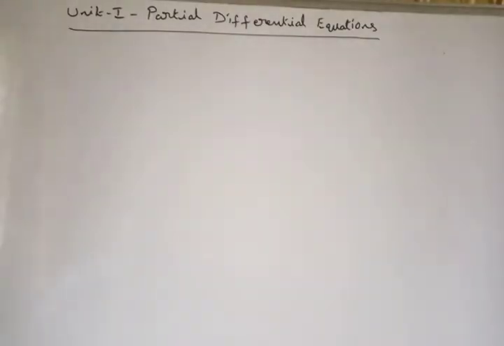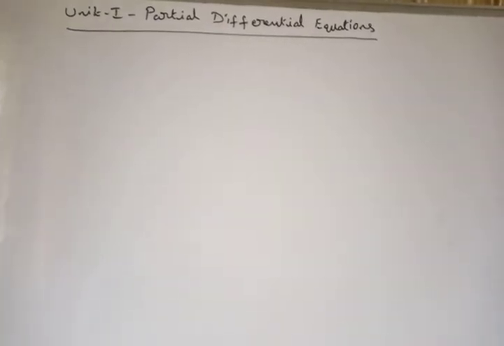So in today's class we will continue our topic, partial differential equations. In previous classes we discussed how to form a partial differential equation by eliminating arbitrary constants and by eliminating arbitrary functions. After that we started finding the solution of a partial differential equation using Lagrange's method. We solved a few problems on Lagrange's linear equation, and in this Lagrange's linear equation we have two methods.